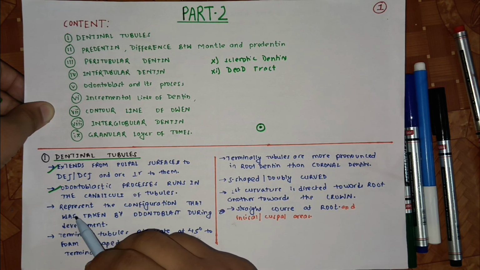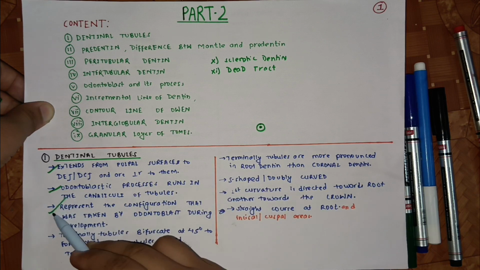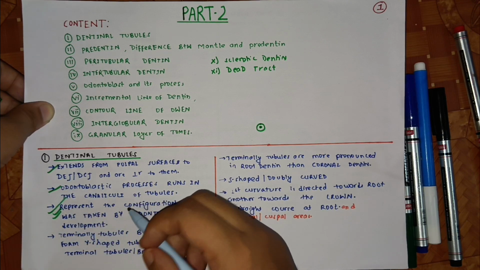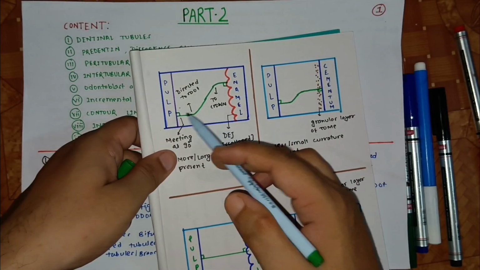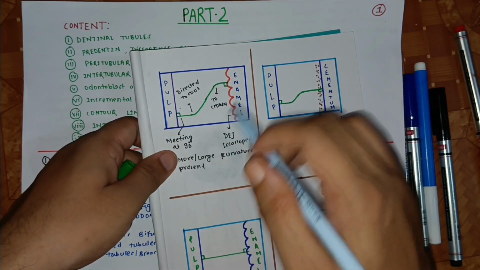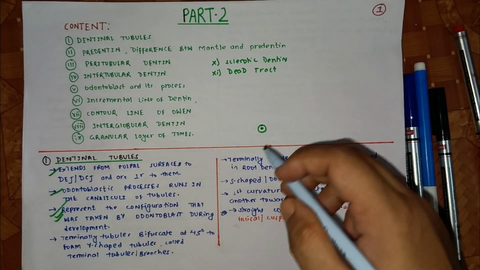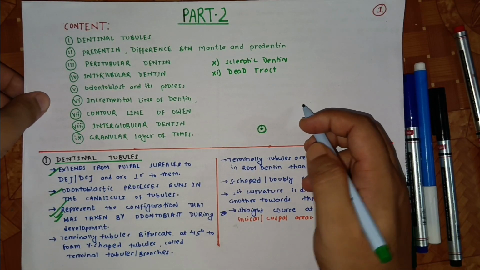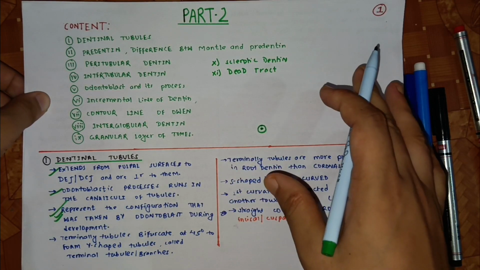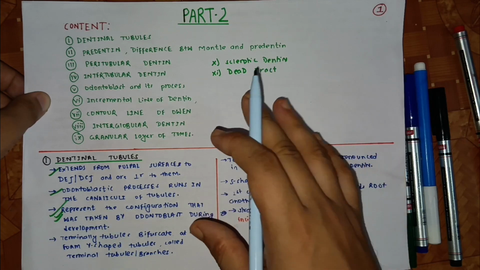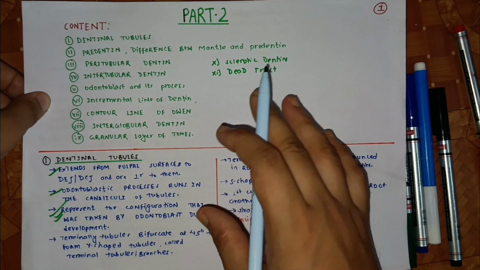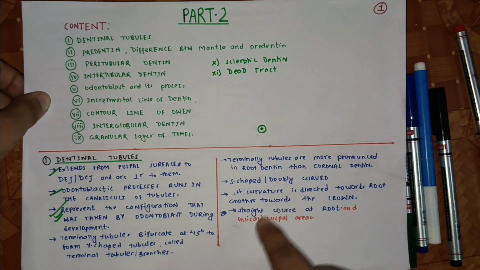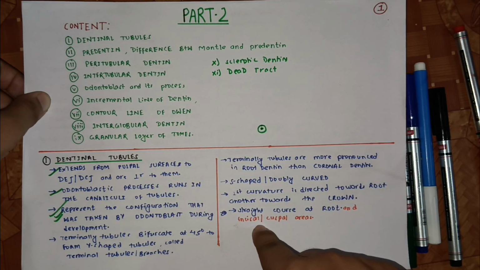After that, I have written that it represents the configuration taken by the odontoblast during development. This point is very important. As we know, dentinal tubules are arranged in an S-shaped pattern, which is the primary curvature of the dentinal tubule. If you have heard about primary or secondary curvature in your theory classes, it's okay. If not, I will deal with primary and secondary curvature in this video.